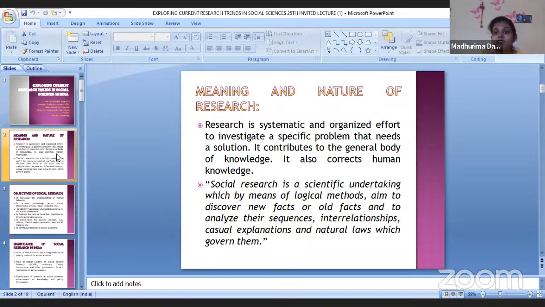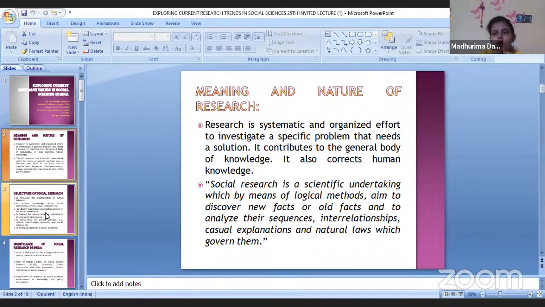Why is it scientific? Because it uses the methods of natural sciences like observation, experimentation, classification, comparison, etc. So it uses logical methods in order to discover new facts or to establish relation among the old facts in order to help us understand the relationship among any social phenomena. So that is why research helps to solve any particular problem.